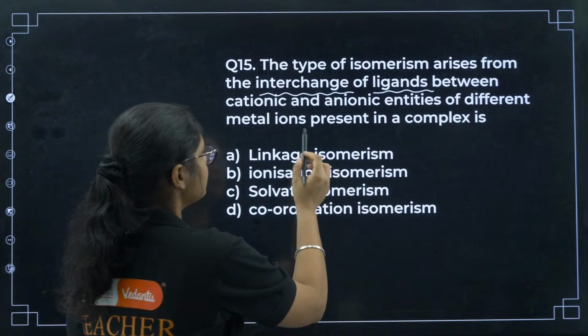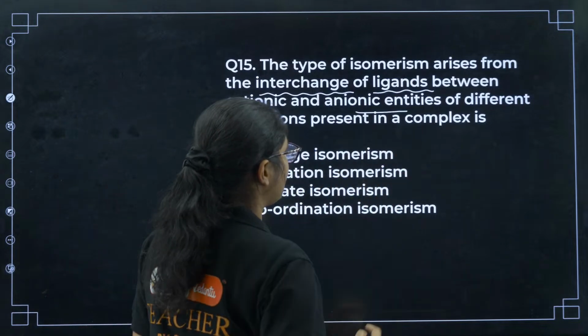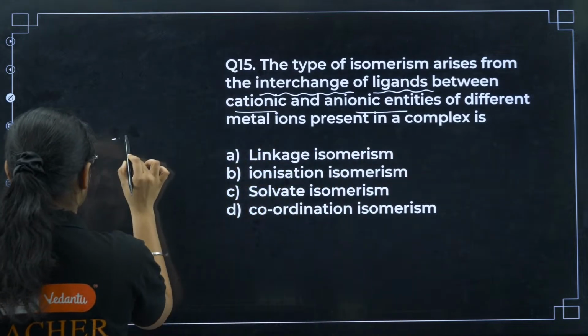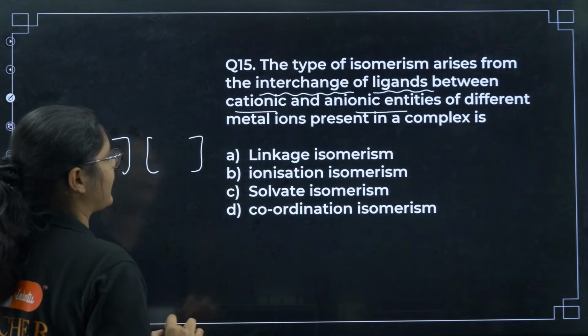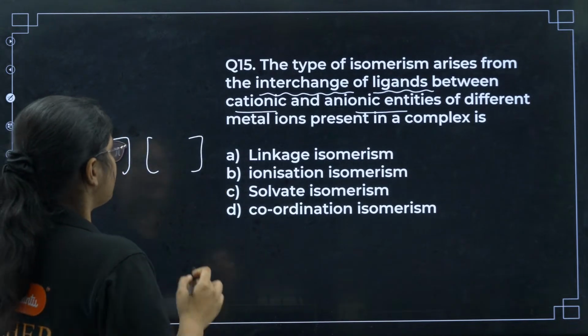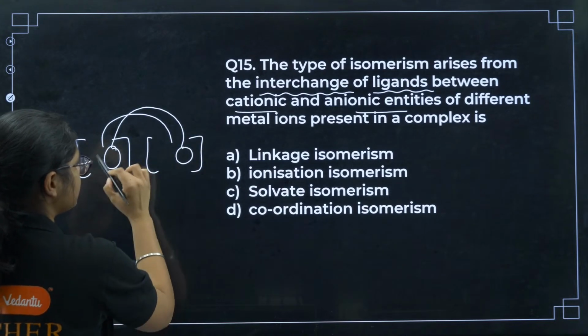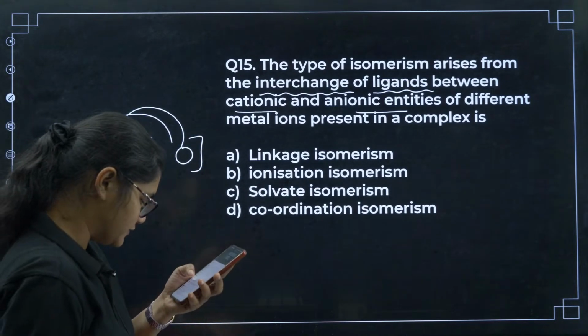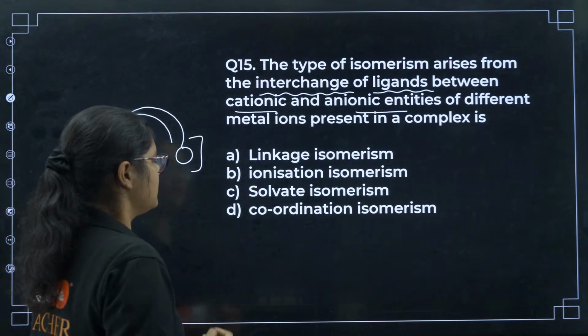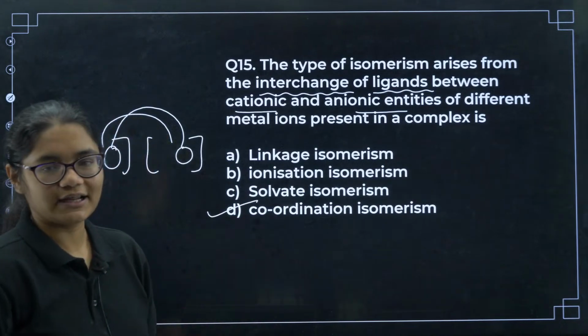You have one cationic and one anionic entity. Interchange of ligands from here to here: this ligand will come here, this ligand will come here. That is what type of isomerism? No, Pradeep. That is coordination isomerism.